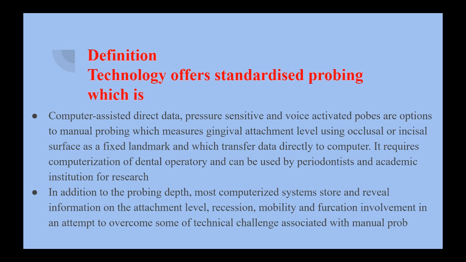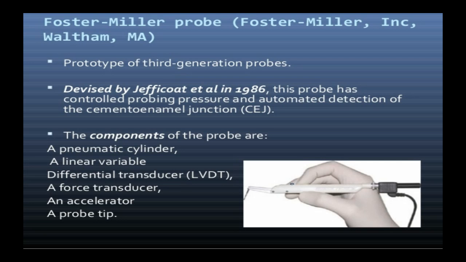I will talk briefly about each type of probe, and you can look at the photos and learn more about these systems. The ball of this probe is moved or glided over the root surface at a controlled speed and records the cemento-enamel junction. This photo shows the Foster-Miller probe, which is a prototype automated probe system.